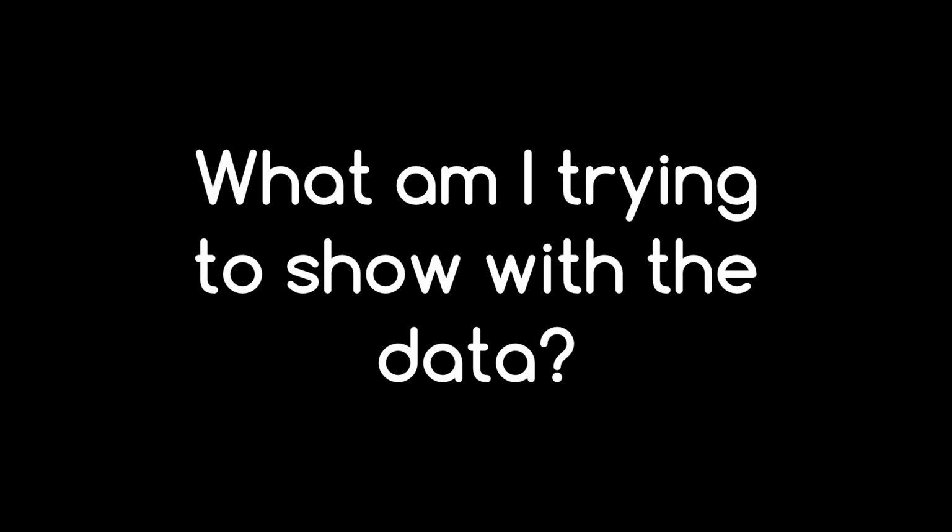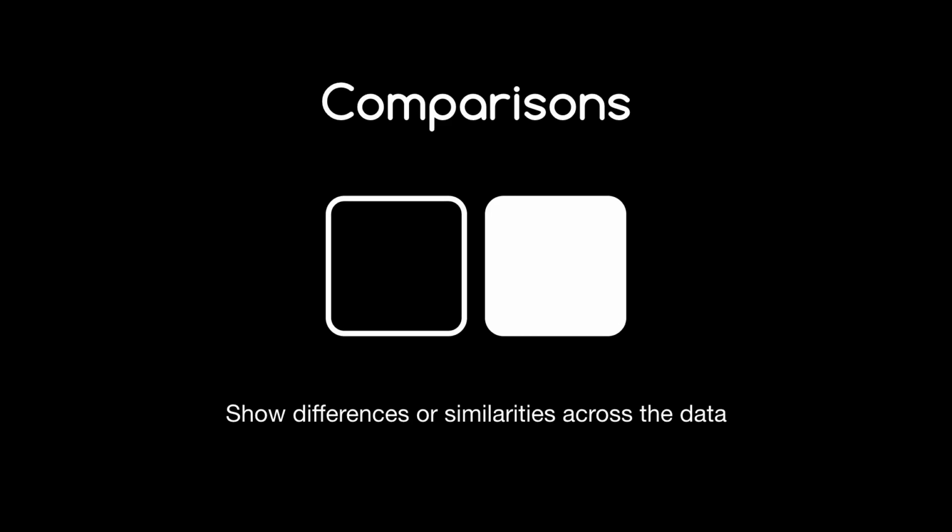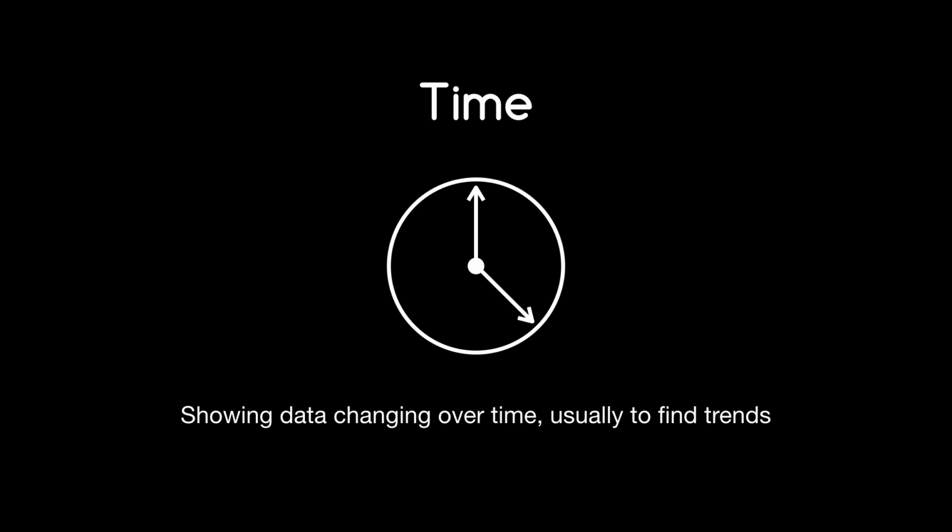And I want to look now at what it is that we're going to try to show with the data. Different charts are better at communicating different types of data and messages than others. Here's a run through of some of the things that charts can be useful for showing. Comparisons, so that's showing the differences or similarities across the data. Time, showing data changing over time, usually to find trends.